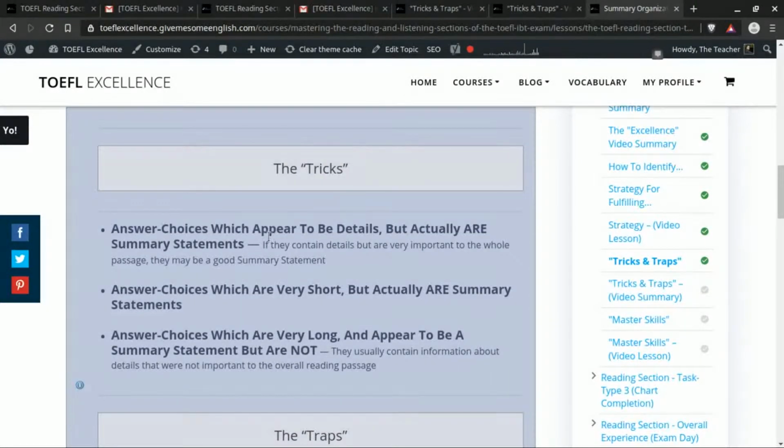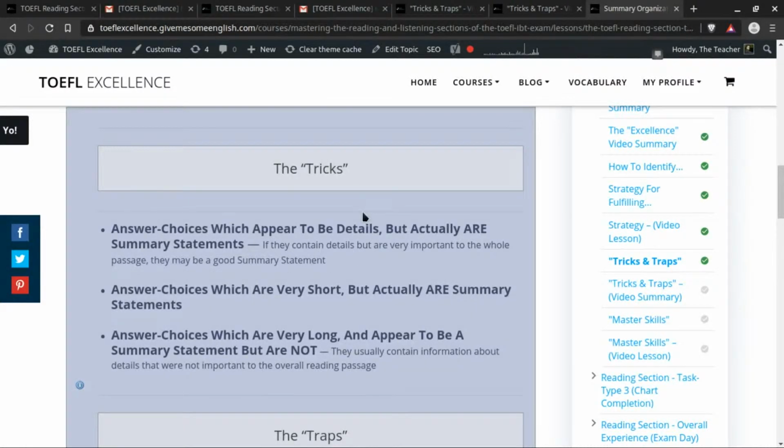All right, so the tricks of this task type. First of all, answer choices which appear to be details, but actually are summary statements. This is one of the tricks because I'm sure that the makers of the exam assume that since some of the answers are details and therefore they don't represent a summary, if they put a lot of details into a summary statement, then the person will think, well, it can't be a summary, even though it's a long statement. But if it's really important information, which does best describe the entire passage, even if it has details in it, it can still be a summary statement.